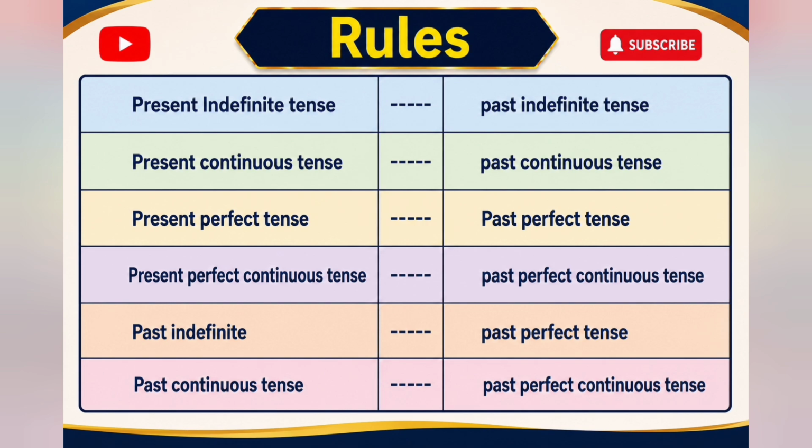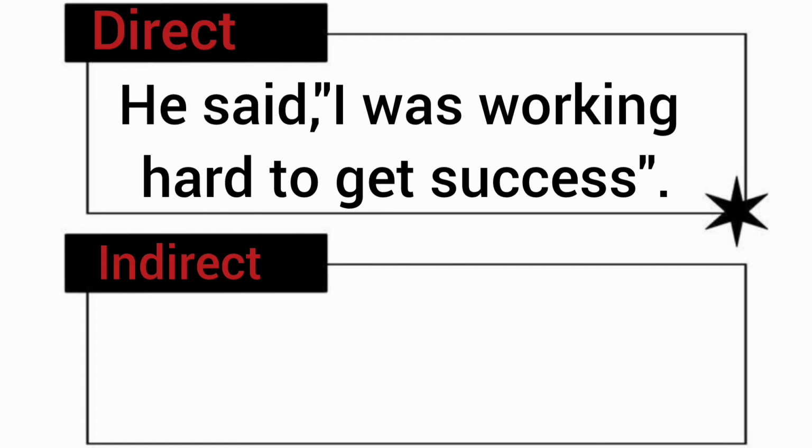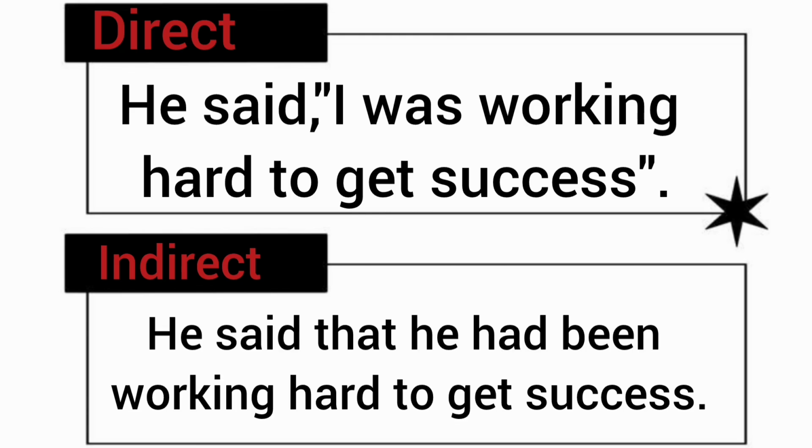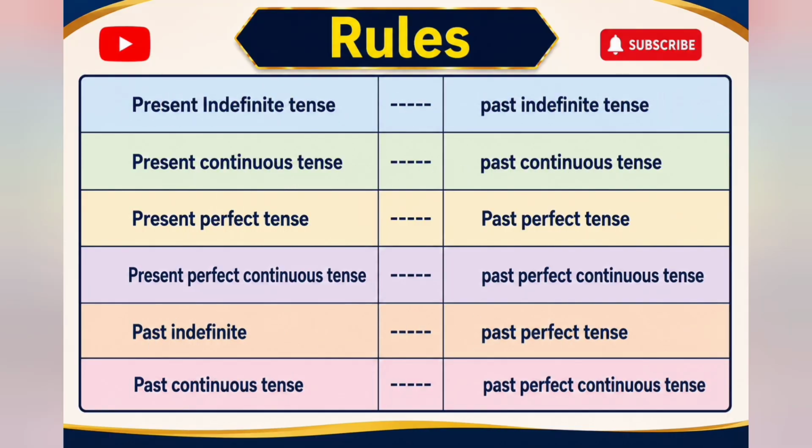Next is, he said, I was working hard to get success. Now it will be changed into past perfect continuous tense, that is, he said that he had been working hard to get success. Here, if reported speech is in past continuous tense, it will be changed into past perfect continuous tense. And the same is true if reported speech is in present perfect continuous tense: again it will be changed into past perfect continuous tense.